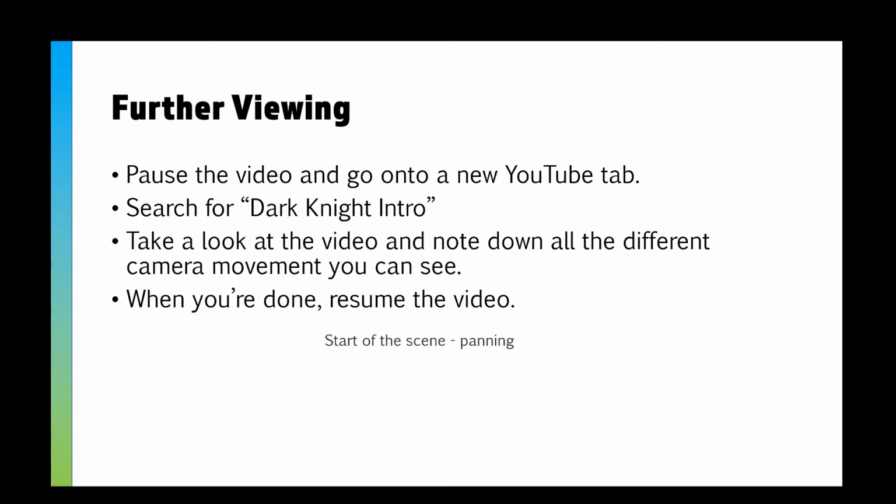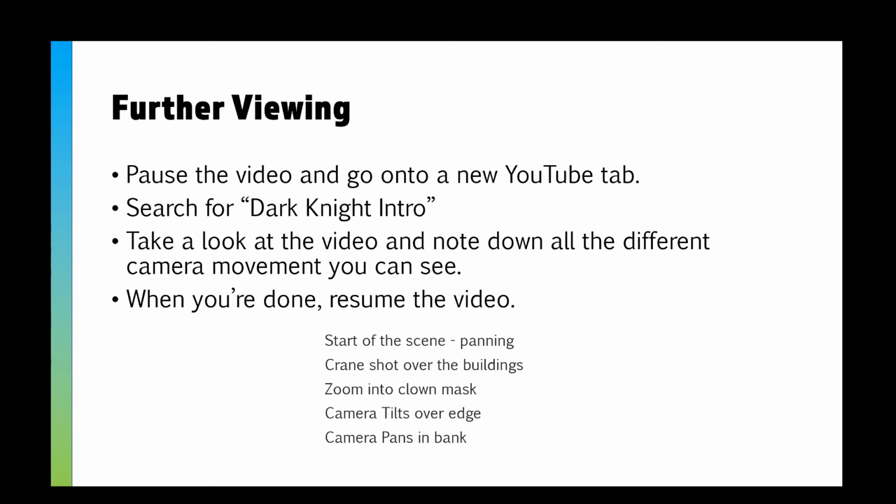So at the start of the scene, there's a panning shot. It pans the camera as it moves around. Then there's a crane shot that goes over the building. We zoom into the clown's masks. The camera tilts over the edge at one point. The camera pans inside the bank, and then there's a tracking shot that follows the robbers. That could maybe even be done using a dolly to follow those different robbers through the bank.